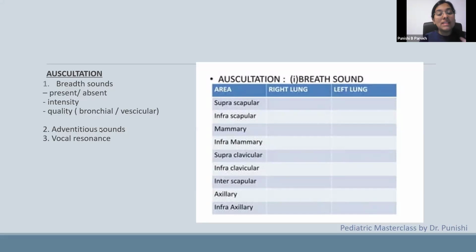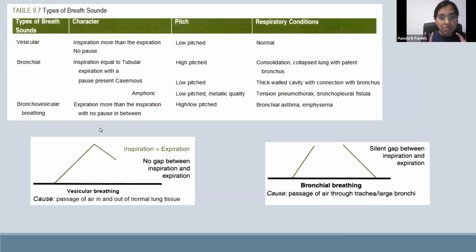So just to quickly discuss the types of breath sounds. You have basically two major breath sounds: vesicular and bronchial. Normally, vesicular breath sounds are what you hear over the lung fields. They are low pitched, the inspiration is longer than expiration, and there is no pause or gap between the two. So normally when you put your stethoscope on the lungs, what you hear is vesicular breath sounds.